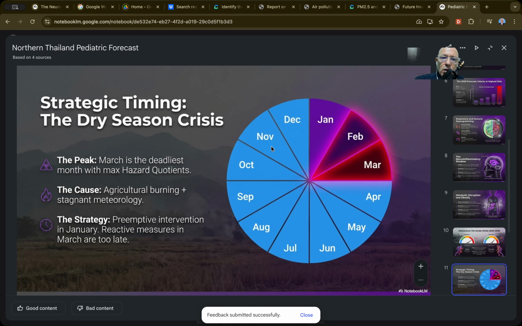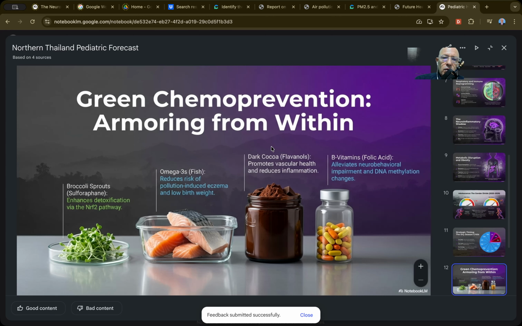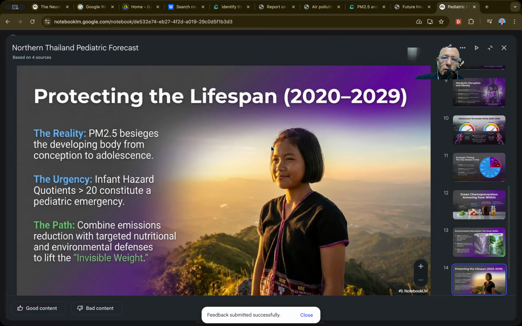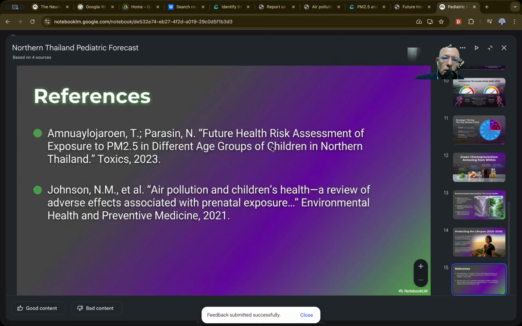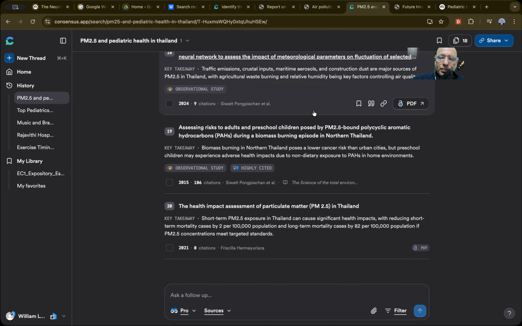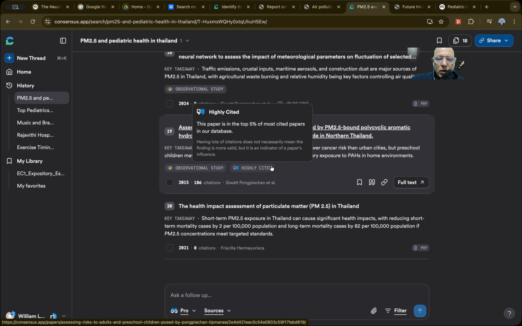Adolescence, gender, different seasons in Thailand, prevention, mitigation, diet. That is beautiful. And references right there to those two papers that are utilized. Okay, that's Notebook LM, used in combination with some of the good research done by Consensus App. All right, let's move on. We got a few other things to get into.